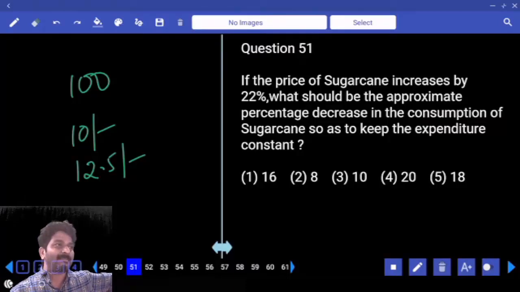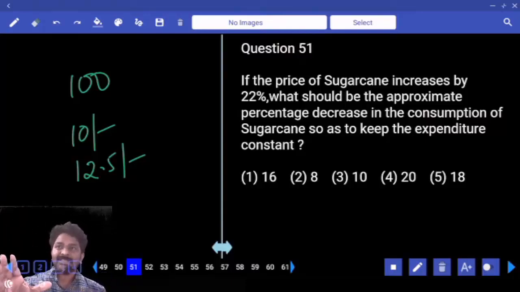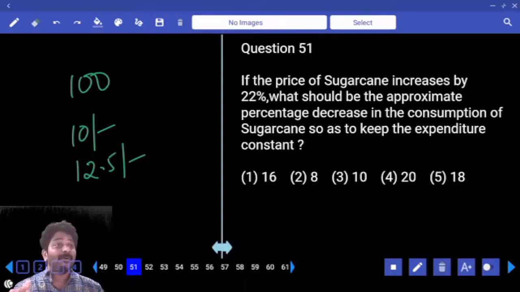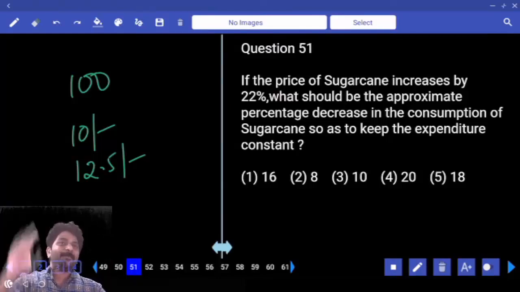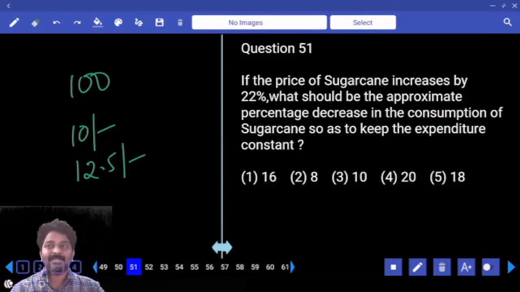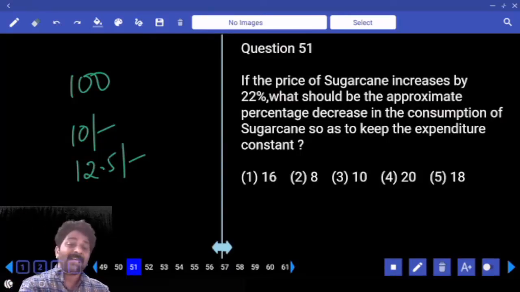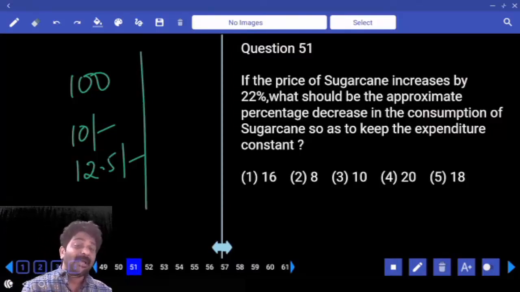క్వశ్చన్లో ఉన్నదే కదా, నేను మాట్లాడింది కొత్తగా కాదు. ప్రైస్ ఇంక్రీజ్ అయితే క్వాంటిటీ తక్కువ వస్తుంది, క్వాంటిటీ తక్కువ వచ్చినప్పుడు కన్సంప్షన్ డిక్రీజ్ చేయాలి, అవునా? ఎందుకు? అతని దగ్గర ఎక్స్పెండిచర్ కాన్స్టెంట్ ఉంది. లాస్ట్ మంత్ ఎంత స్పెండ్ చేశారో 100 రూపీస్, ఈ మంత్ కూడా అంతే ఎక్స్పెండిచర్ ఉంది, అవునా? అలా కాకుండా నాకు ఎక్స్పెండిచర్తో పని లేదు, నాకు క్వాంటిటీతోనే పని ఉంది అని అన్నారనుకోండి. లాస్ట్ మంత్ మీరు ఎంత ఖర్చు పెట్టారు? 100. ఇప్పుడు ప్రైస్ ఎంత అయింది?